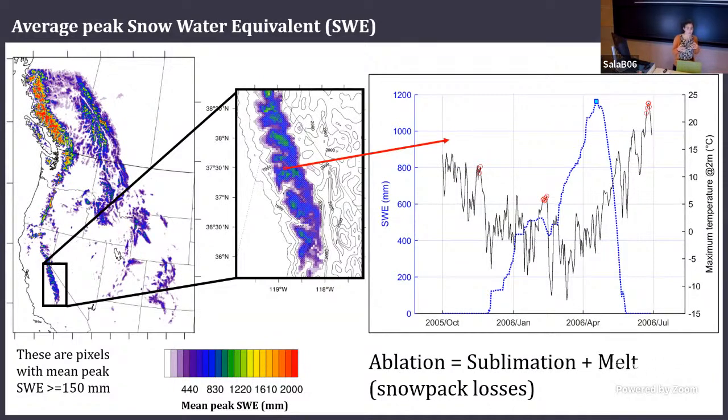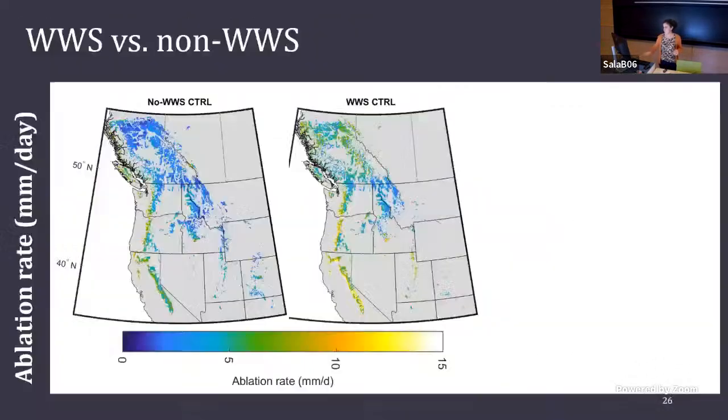At this stage, we know that ablation is a loss in snow, and it's the sum of sublimation and melt. It will be important later in the presentation. I will explain why.